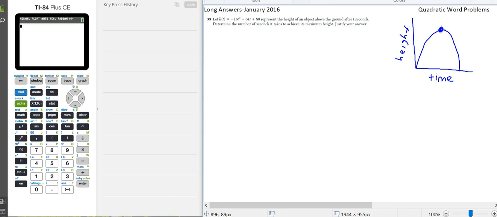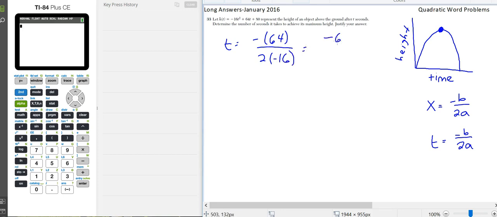Whenever we have an equation and we're finding the maximum or the minimum, the vertex, we're solving x equals negative b over 2a. And in this case, we're doing t equals negative b over 2a because our x-axis represents time. So let's plug in the values from our equation. t is equal to negative b, in this case 64, over 2 times a, which in this case is negative 16.